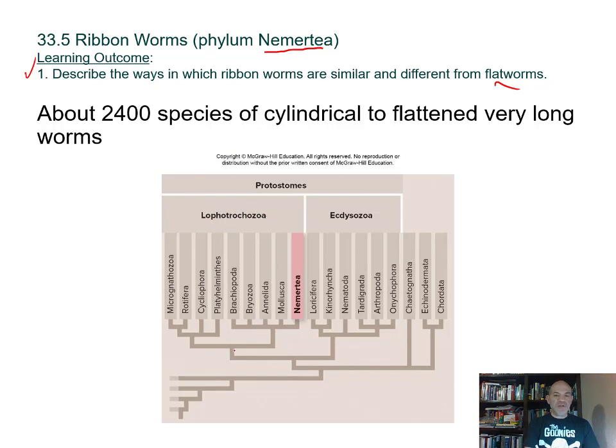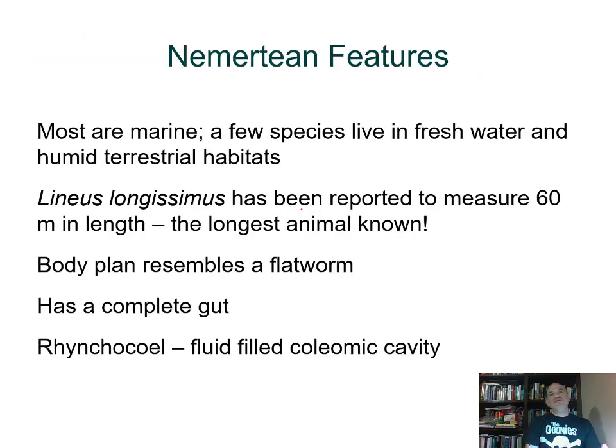And you can see their position here. They're still within the Lophotrochozoa, within that subclade right there. So the features for the Nemertea: most are marine. A few species live in fresh water, and some live in humid terrestrial habitats with a lot of moisture in the air. There's one species called Lineus longissimus, and it's reported to measure up to 60 meters in length. So this would be the longest animal known. A meter is just over 3 feet, so that's really long.